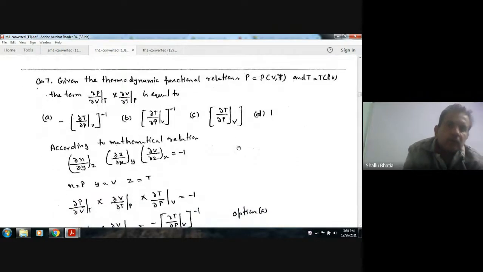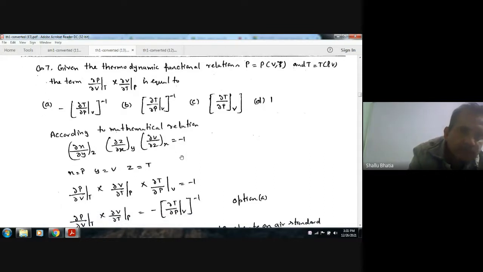Next. Given the thermodynamic functional relationship P is equal to a function of V and T, and T is equal to a function of P and V, the term curly P by curly V at T constant into curly V by curly T at P constant is equal to, so thermodynamic functional relationship. And we know that for the mathematical relationship, curly x by curly y, z constant, into curly z by curly x, y constant, into curly y by curly z, x constant, it should be equal to -1.